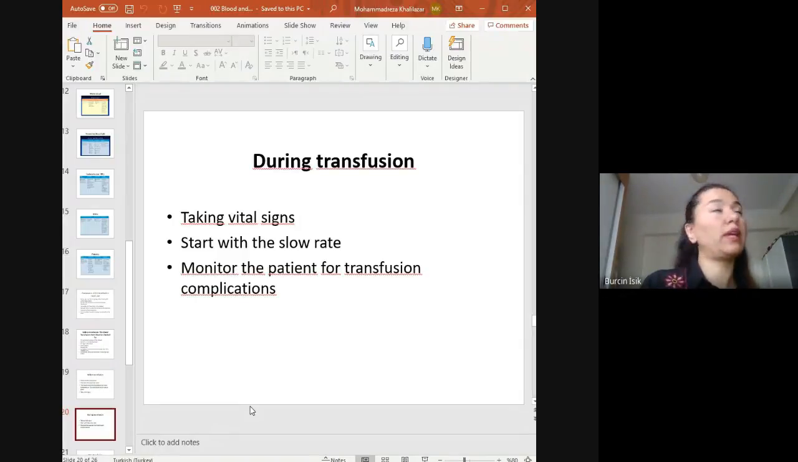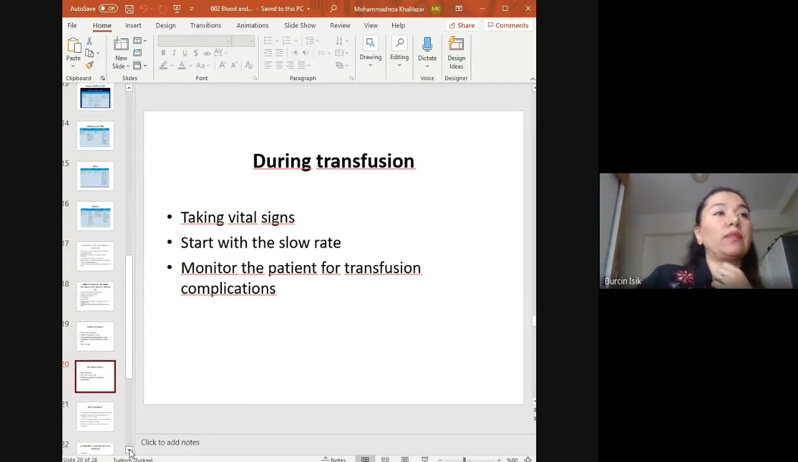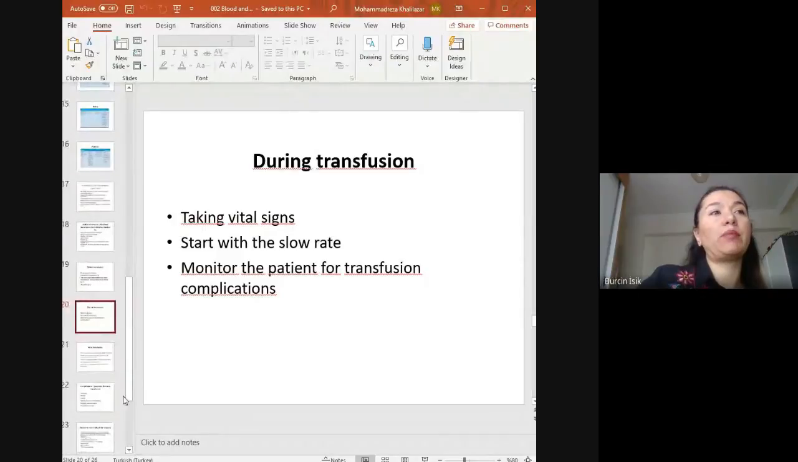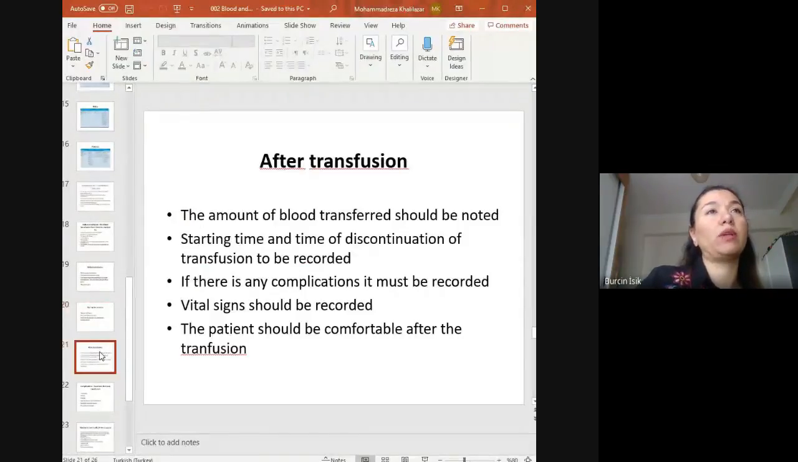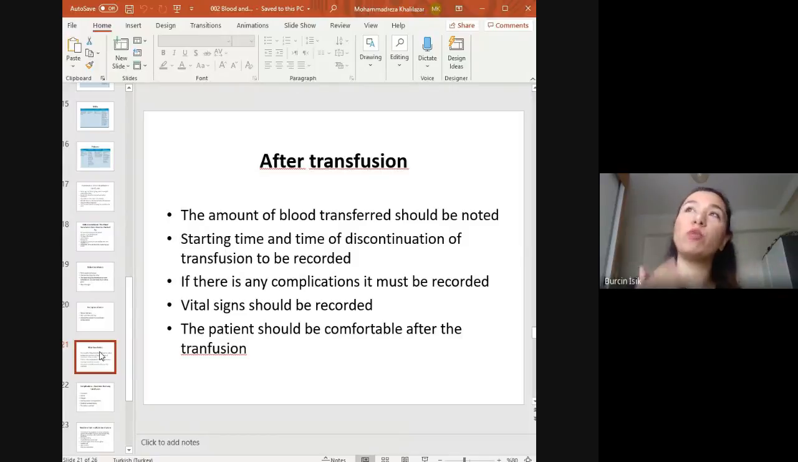You can't use a high rate, and you must monitor. If any complications happen, you must stop. At the end I will tell you what we must do if reactions happen. After the transfusion, take vital signs again. If patients can't speak, ask them; maybe the patient says I have vomiting or something like this.